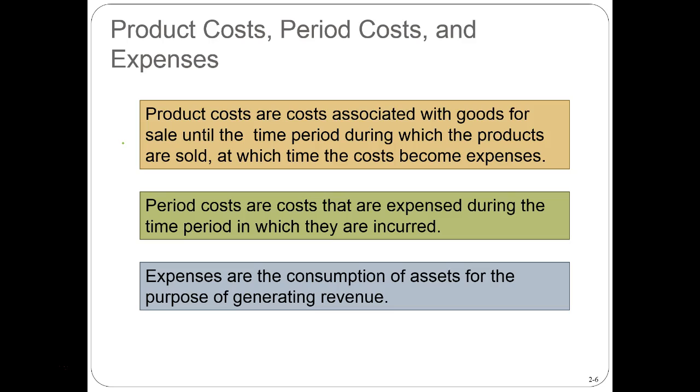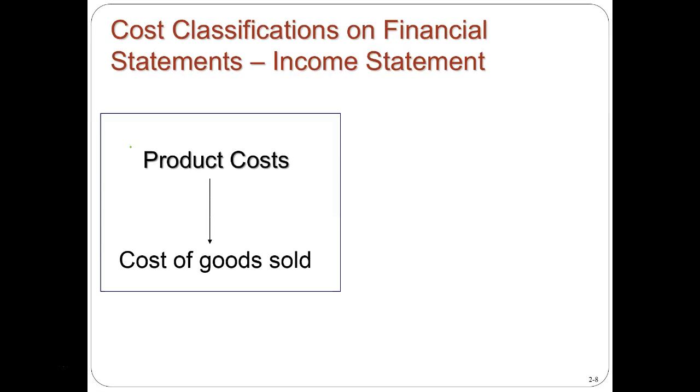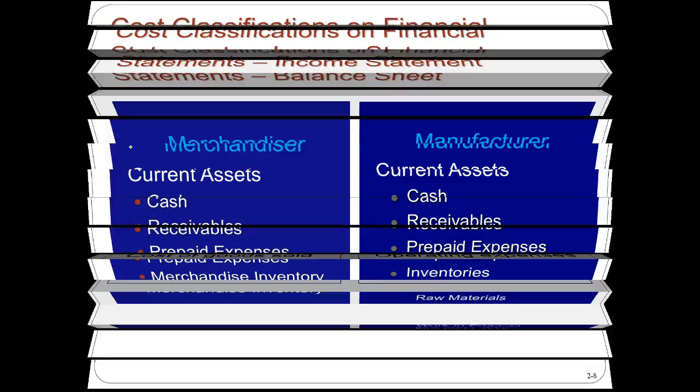It happens when we sell the guitar. So the cost of goods sold is the expense related to the product costs. Learning Objective number 3, describe the role of costs in published financial statements. So product costs are going to be costs, once again, that will go into cost of goods sold on the income statement. Period costs on the income statement are operating expenses. So on the income statement of a manufacturing company, we will have cost of goods sold and operating expenses.